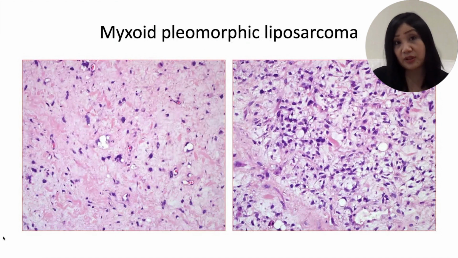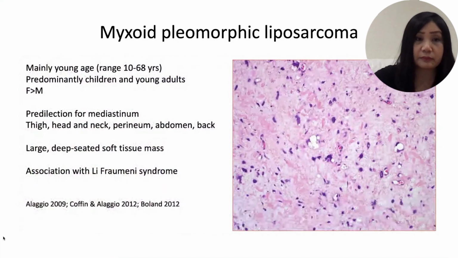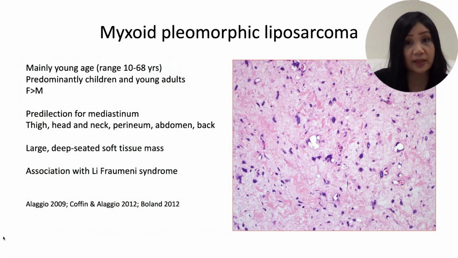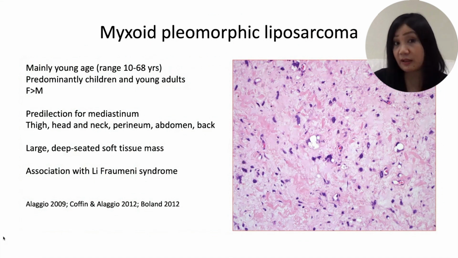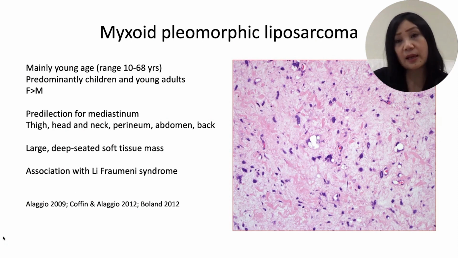But we now go to the new liposarcoma, the new entity in the current classification, which is myxoid pleomorphic liposarcoma. This is a liposarcoma subtype that has a wide age range, but has a propensity to occur in young patients, predominantly children and young adults, and more frequently in female patients. It has a predilection for the mediastinum, although it can occur at a variety of deep soft tissue sites. But very strikingly, it seems to occur very frequently in the mediastinum in young female patients.